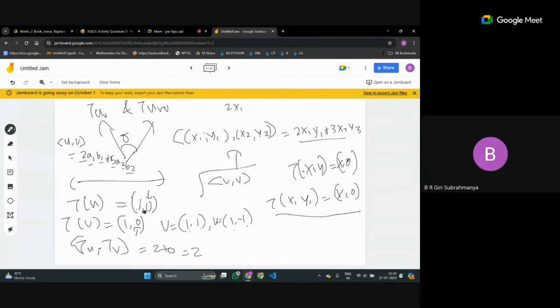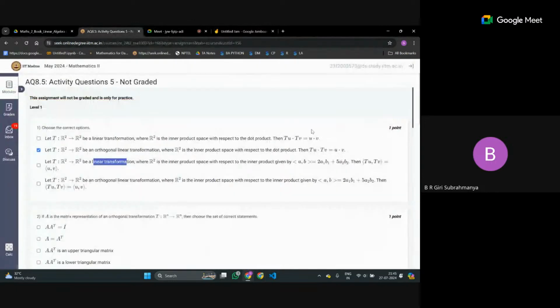But with respect to the inner product between 1 minus 1 and 1 and 1, the inner product between these two is going to be 2 times 1 times 1 plus 5 times minus 1 times 1. This is going to be 2 minus 5, which is minus 3. So LHS is not equal to RHS, right? So this is not always true.